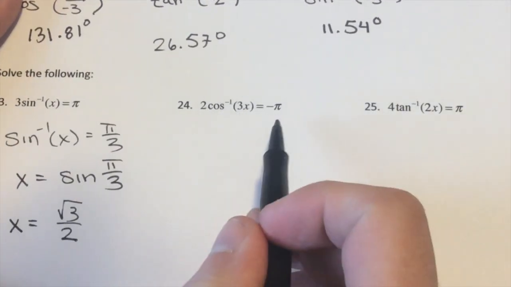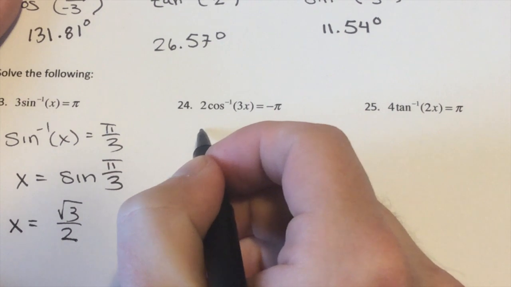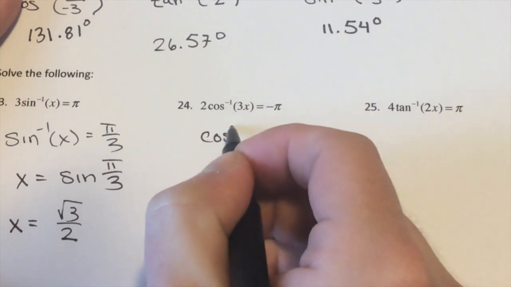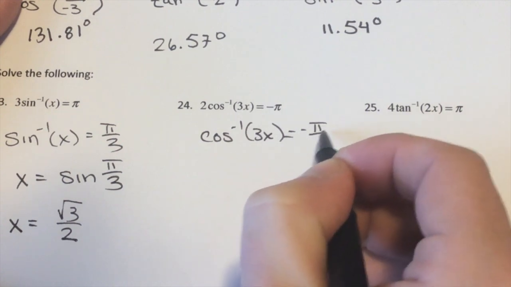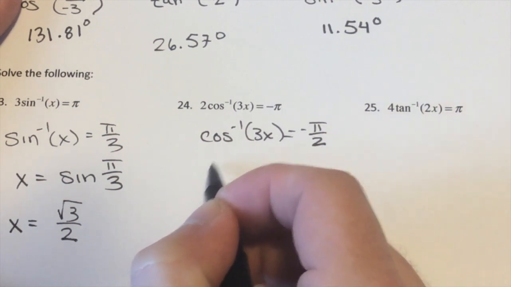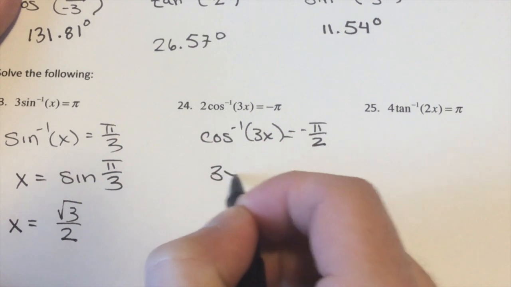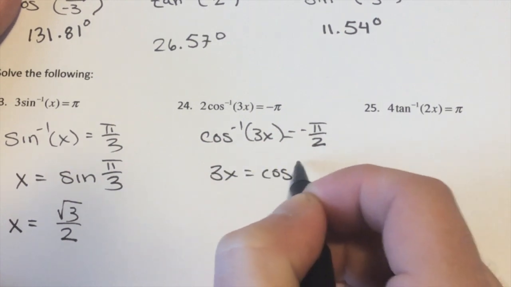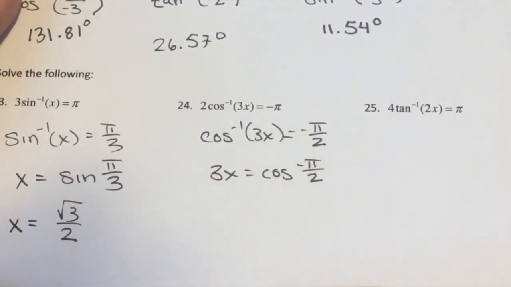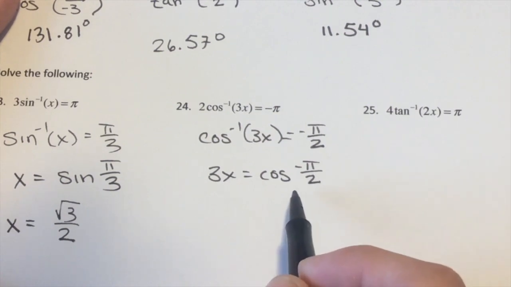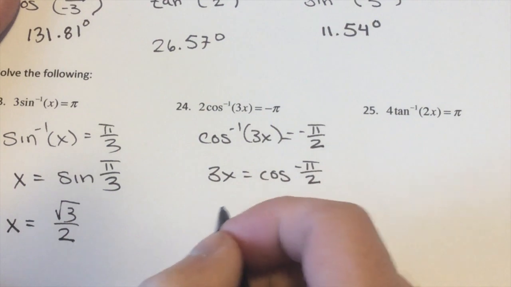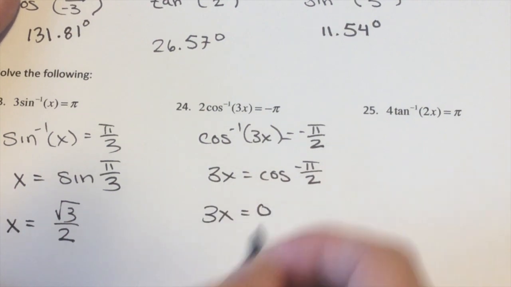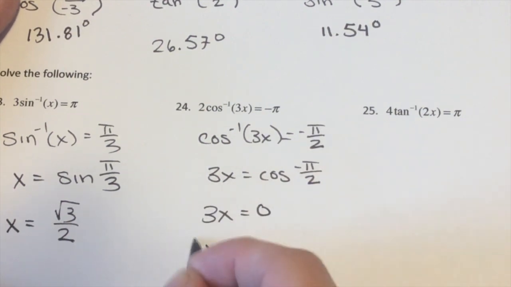Next up, divide by 2. Inverse cosine of 3x equals negative pi over 2. So we take the cosine of both sides, so we're left with 3x equals cosine of negative pi over 2. Cosine of negative pi over 2 is pretty simple, but if we look at our unit circle, it is 0. So I have 3x equals 0. So x equals 0.